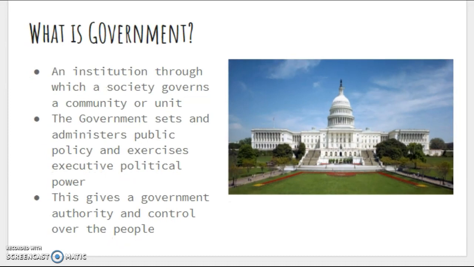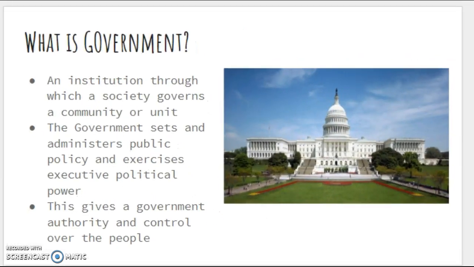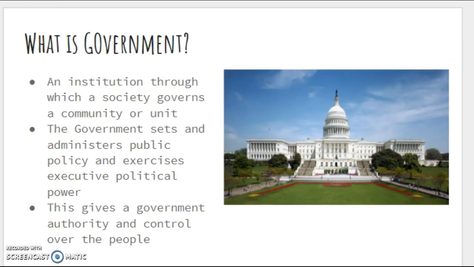The government sets and administers public policy and exercises executive political power. Okay? So essentially here, we will talk in more detail about what public policy is on a future slide. But executive political power is just the power to execute, enforce, and administer law. And this is typically going to be our executive branch of government, so our president, for example. This gives a government authority and control over the people.